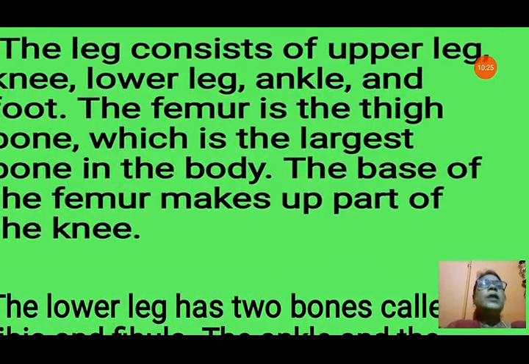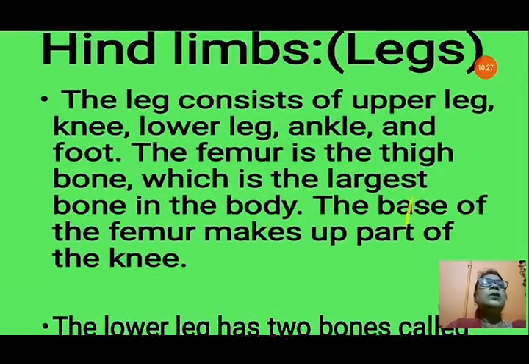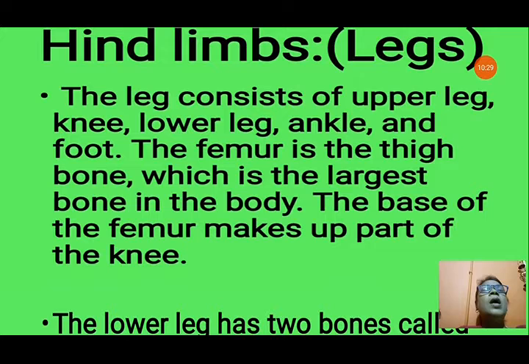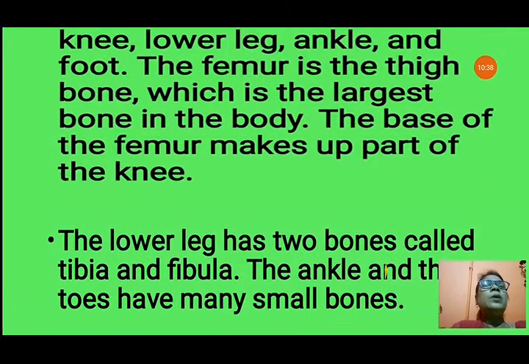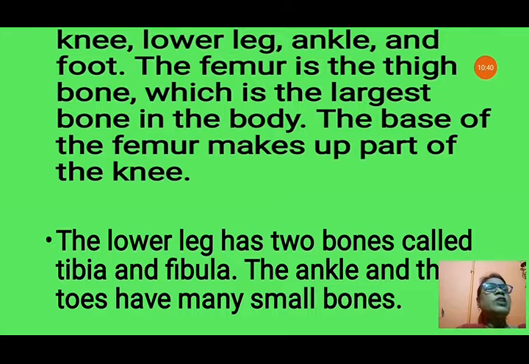Now hind limbs, that is legs. Our hind limbs we call legs. The leg consists of upper leg, knee, lower leg, ankle and foot. The femur is the thigh bone, which is the largest bone in our body. The base of the femur makes a part of the knee. The lower leg has two bones called tibia and fibula, and the ankle and the toes have many small bones.